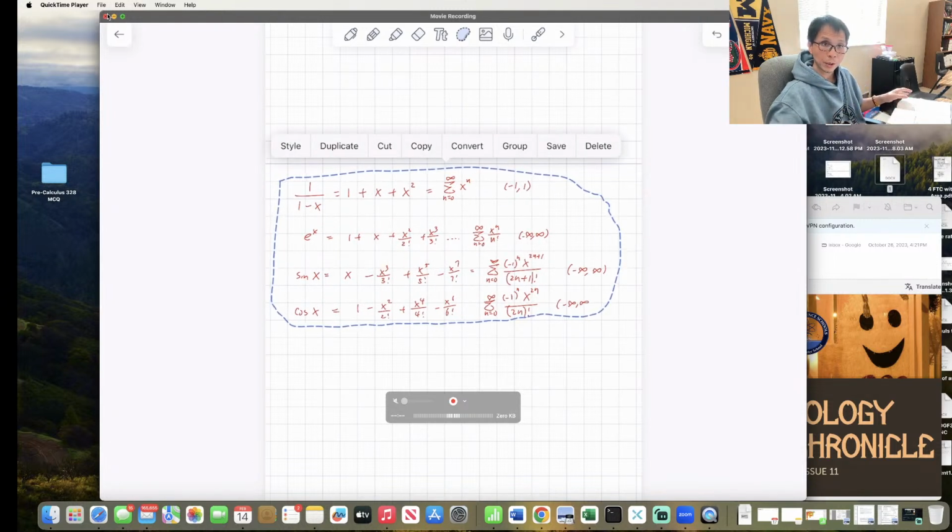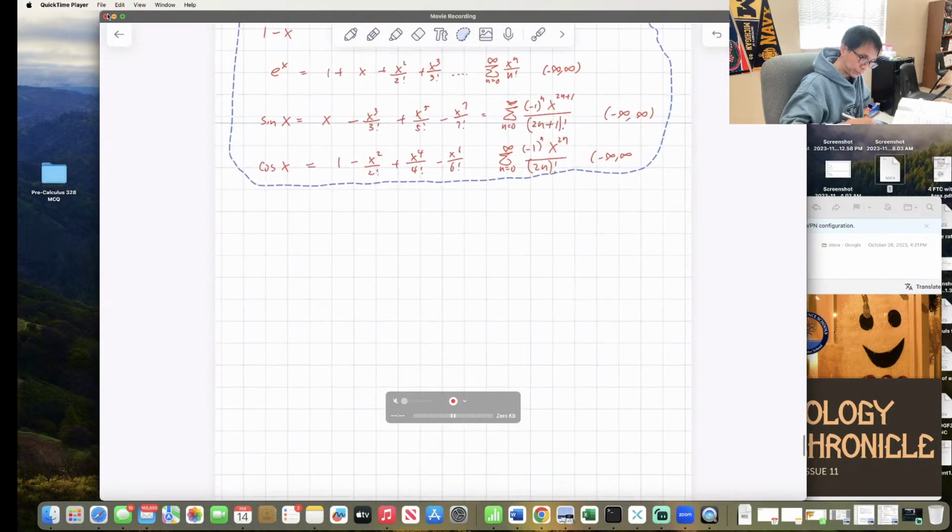So what I'm going to do is talk about power series. How do you use power series to represent a function? So I'm going to go through one other example that we covered yesterday.